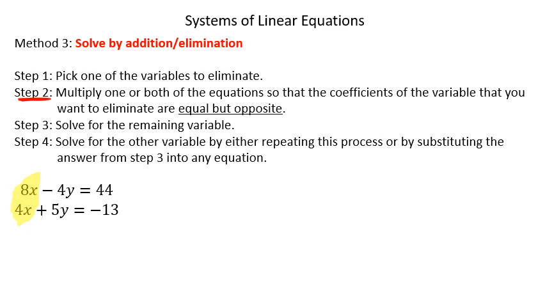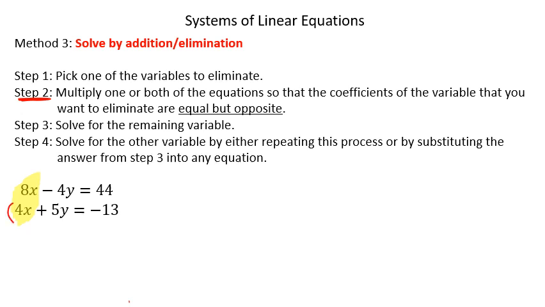Now, right now, we don't have equal and opposite. We have a positive 8x and a positive 4x. They're both positive. Also, they're different numbers. One is an 8, one is a 4. So we need them to be equal, but opposite in sign.